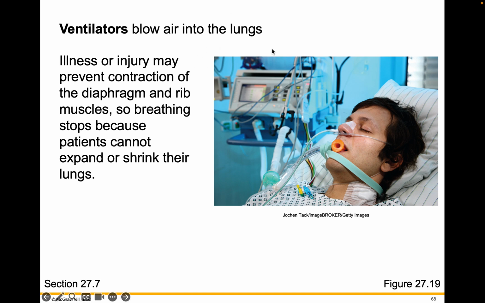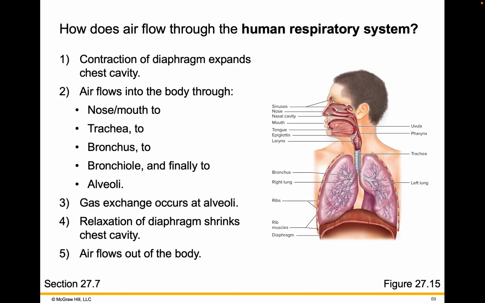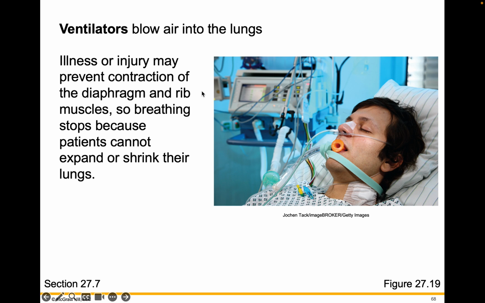Ventilators have been in the news a lot with COVID, right? We've all heard about ventilators. They blow air into the lungs. So injury or illness may prevent contraction of the diaphragm and the rib muscles, and breathing stops because patients can't expand or shrink their lungs on their own. But the use of a ventilator does this service for a patient until they're able to regain that ability on their own.